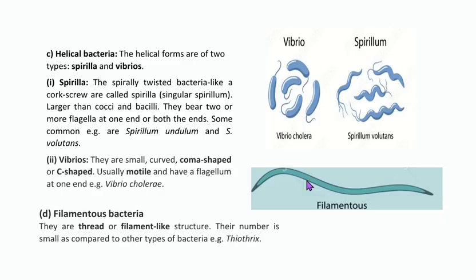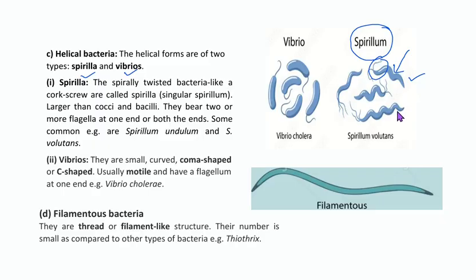The next type is the third one, the helical bacteria. The helical forms are further divided into two types, the Spirilla and the Vibrios. The Spirilla are spirally twisted bacteria like a corkscrew, and Spirillum is the singular term. You can clearly see they are larger than the Cocci and Bacilli, and they bear two or more flagella at one end or both ends.